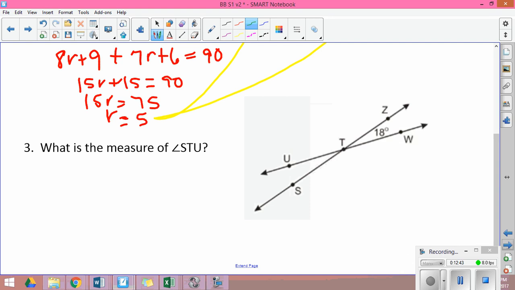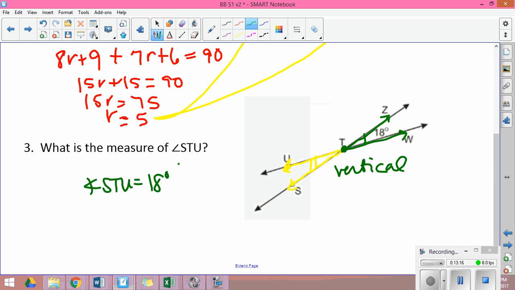So let's look at this example. What's the measure of angle STU? Well, first of all, I have to figure out where STU is. So I'm looking at this angle. How is that angle related to anything else I know? Well, I know this angle right here. These two angles share a vertex, but they don't share a side, and so this makes them vertical angles. So that means that angle STU is 18 degrees because vertical angles are equal.